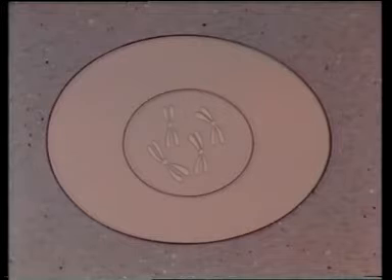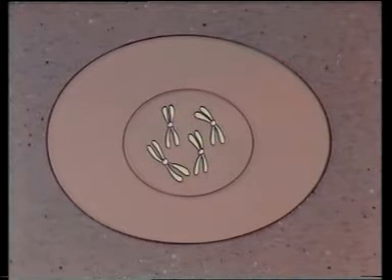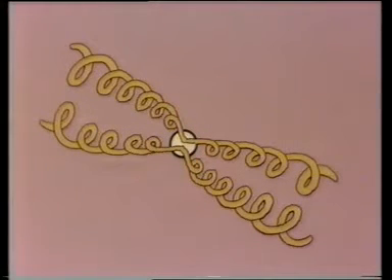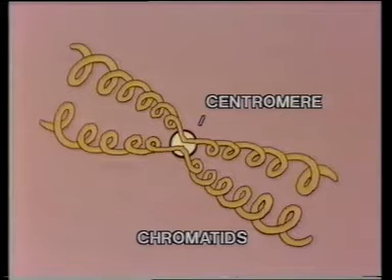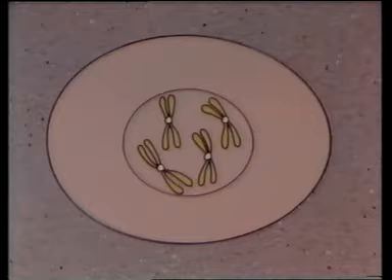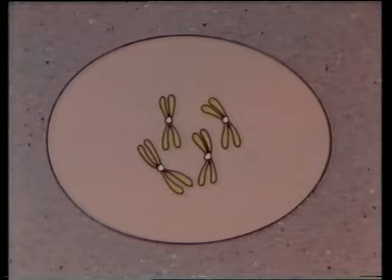In prophase, the chromosomes in the nucleus of the cell shorten and thicken and become visible under a powerful microscope, where they are seen to consist of 2 identical strands called chromatids. And they are joined at the centromere. The nuclear membrane breaks down, leaving the chromatids suspended in the cytoplasm.